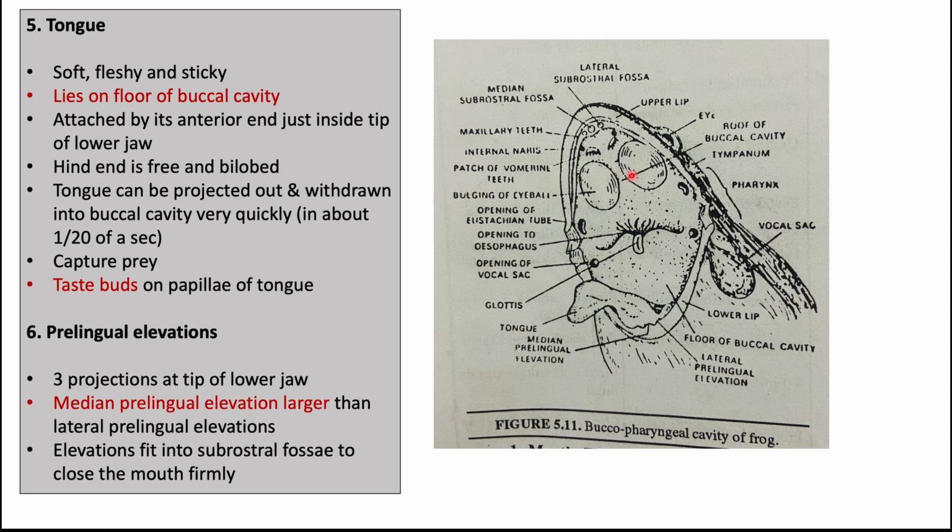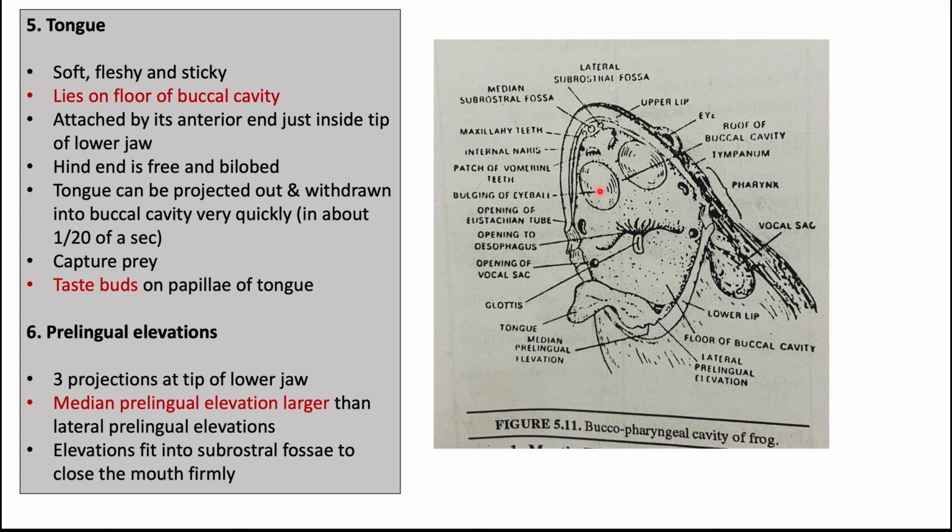Coming to the next part, that is the tongue. So this is the tongue, and it is soft, fleshy and sticky. In case of human, we also have a soft and fleshy tongue, but in case of frog, it is sticky. And where is it present? It lies on the floor of the buccal cavity.